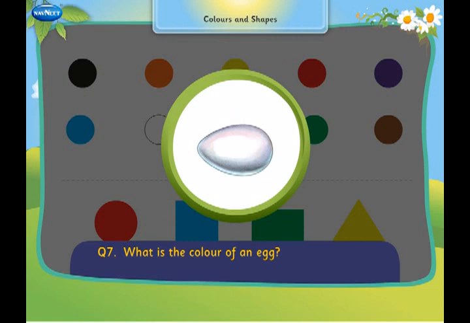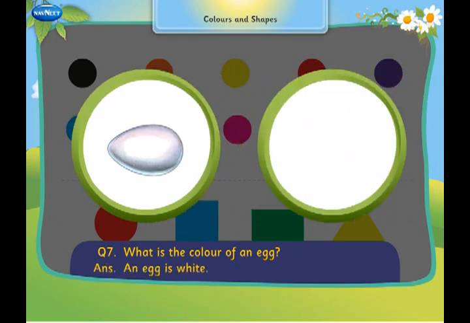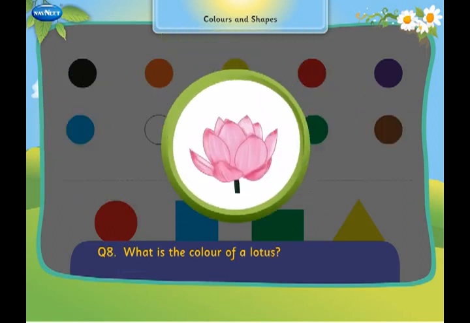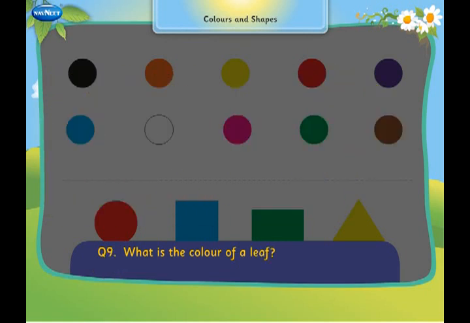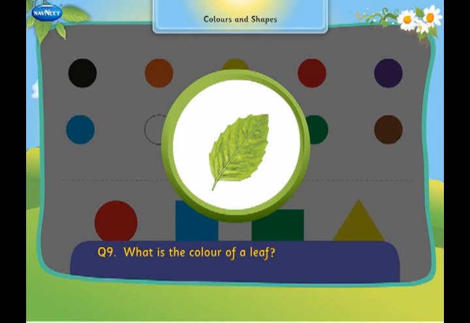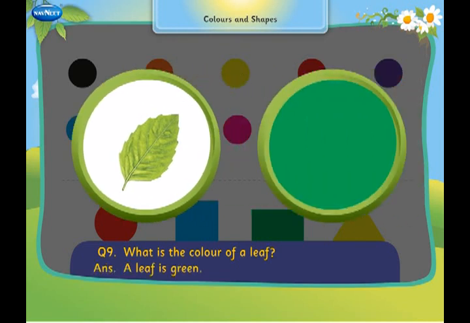What is the color of an egg? An egg is white. What is the color of a lotus? A lotus is pink. What is the color of a leaf? A leaf is green.